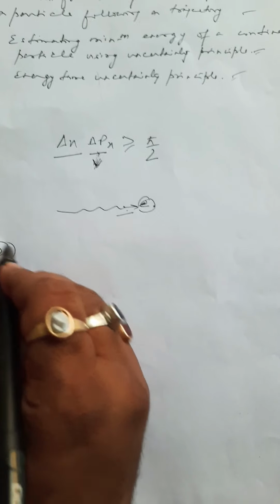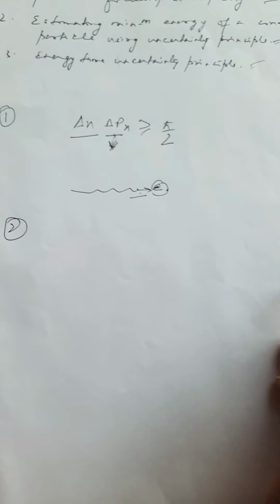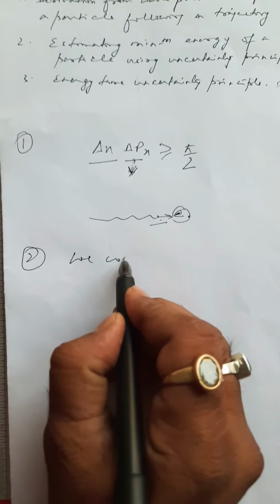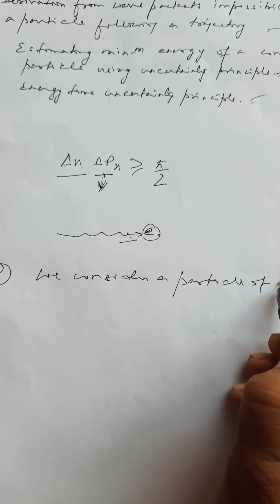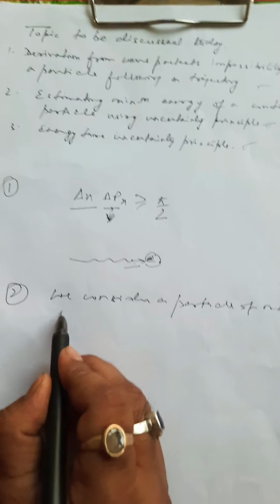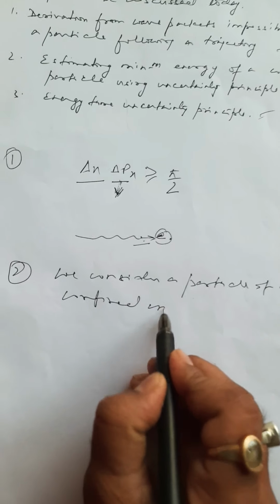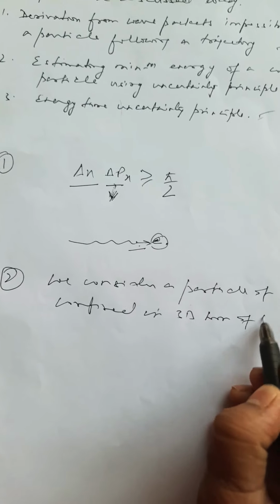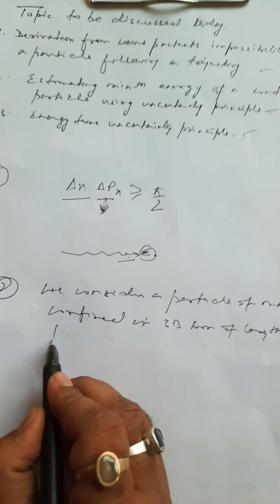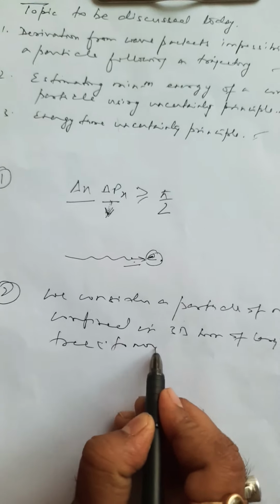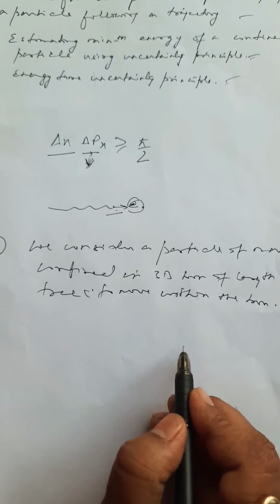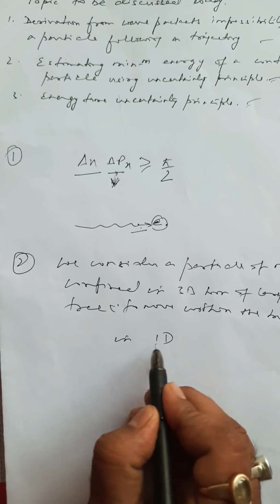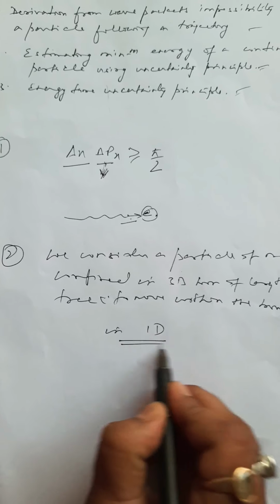Number two is estimating minimum energy of a confined particle using the uncertainty principle. Now we consider a particle of mass m confined in a 3D box of length L, free to move within the box, and take the uncertainty in position in 1D.